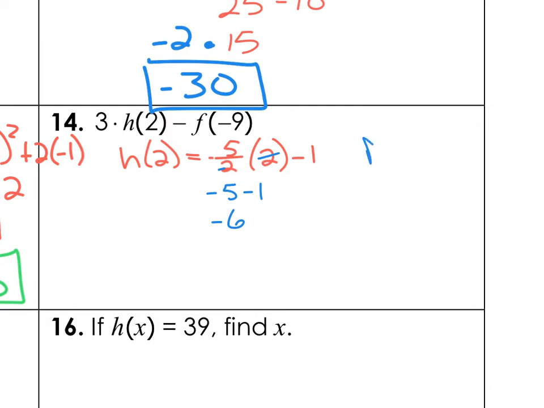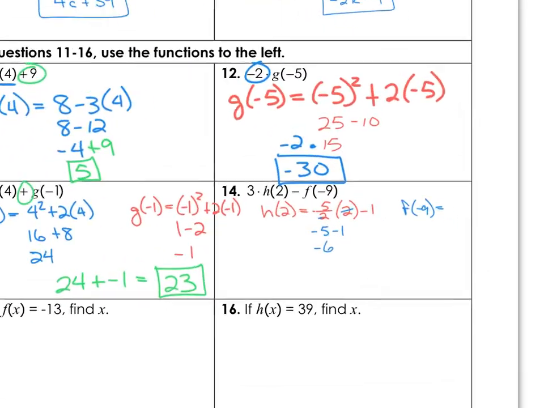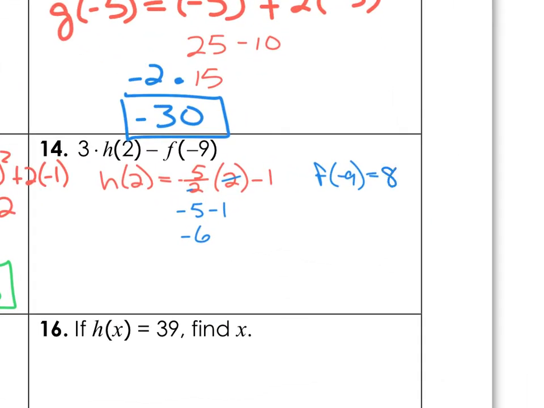Now we're going to figure out what f of negative 9 is. F of negative 9, that is 8 minus 3 times negative 9. Negative 3 times negative 9 is going to be a positive 27. And so 8 plus 27 would end up being 35. So let me write that in there.